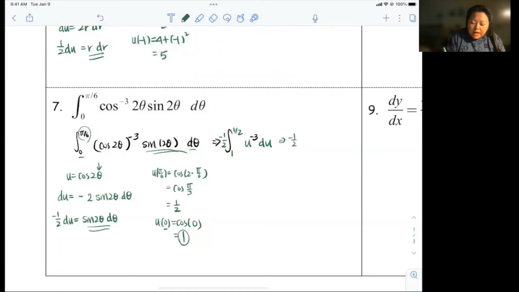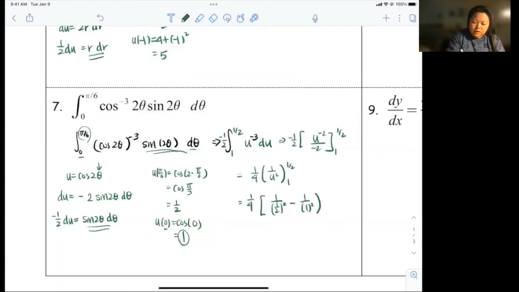I get -1/2 u to the -2 over -2, 1 to 1/2 up here. I can keep it as 1 to 1/2. I don't need to switch it back. Clean up your coefficients. So -1/2 times that -2 on the bottom gives me a positive 1/4. 1 over u squared, because that's -2, right? 1 to 1/2. So that's 1/4 times 1 over 1/2 squared minus 1 over 1 squared.